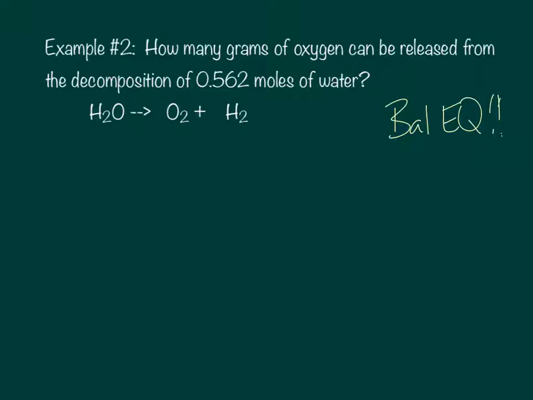I notice I have 1 oxygen on this side and 2 oxygens on this side. So I'm going to balance it by putting a 2 out in front here, which gives me 4 hydrogens. So I'm going to put a 2 over here, and now we are balanced. So now I can keep going with my problem.